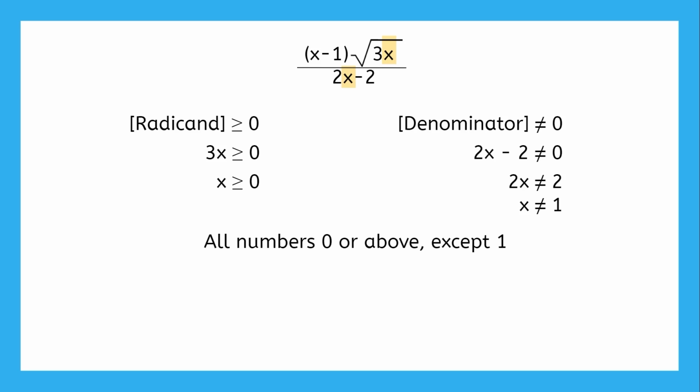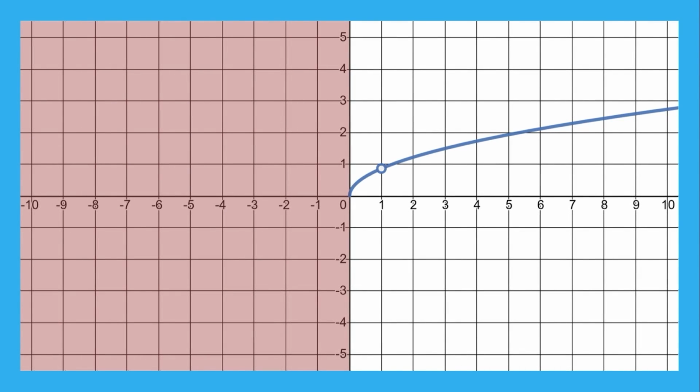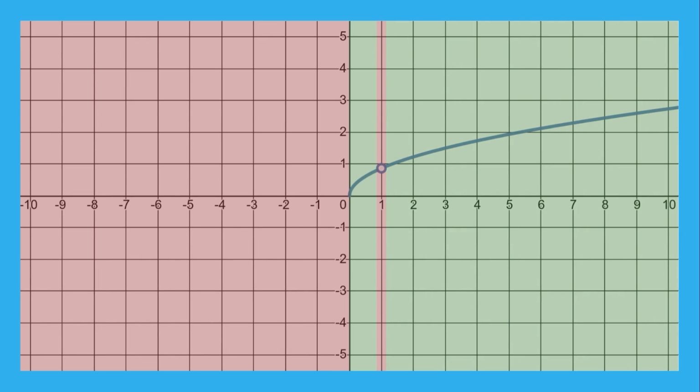Let's verify this using the graph. On this graph, we can clearly see that no inputs to the left of 0 can be used, and due to that hole, 1 can't be the input either. But every input between 0 and 1 and every input between 1 and infinity work just fine.